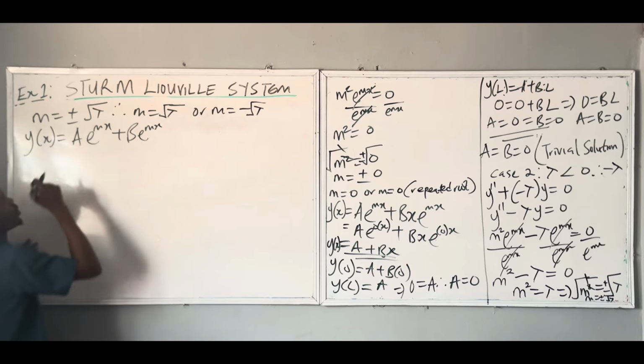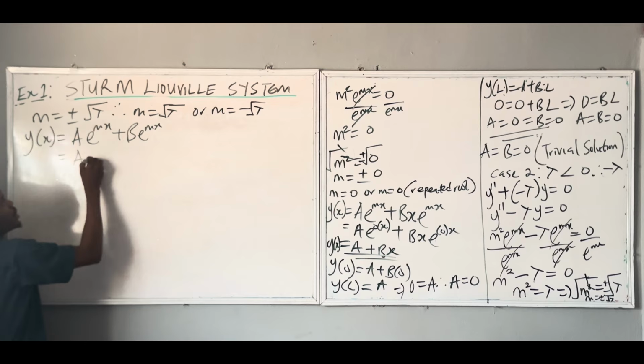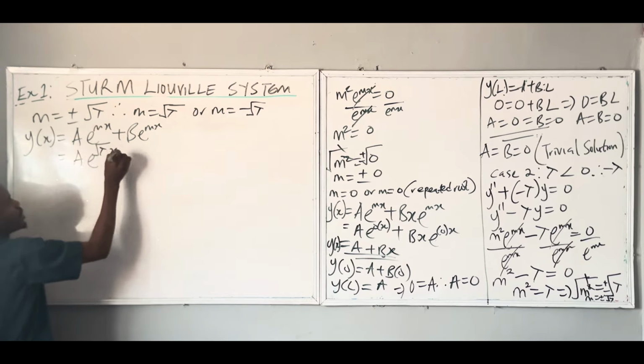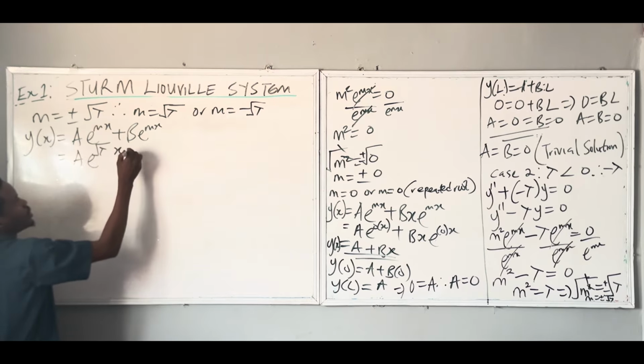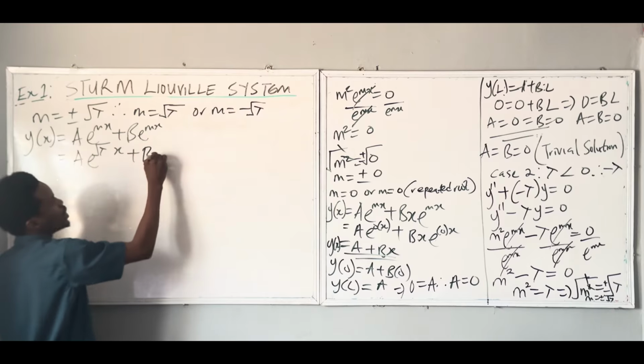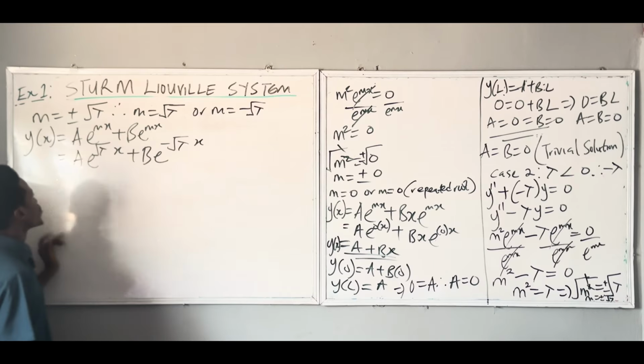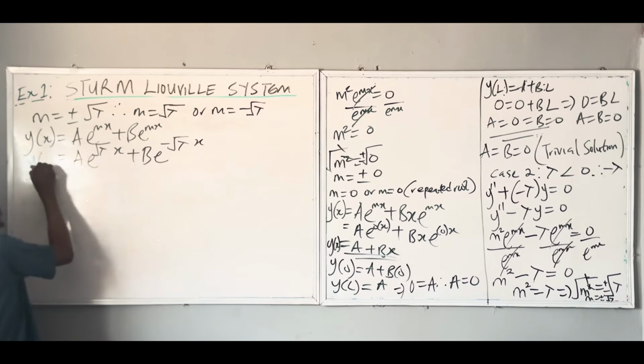So my m is what? Square root of lambda. Whenever I see m, I put square root of lambda. So a exponential square root of lambda x, plus b will take the negative, the second m: b exponential minus square root of lambda x. So I've solved this one. This is my general solution for this.